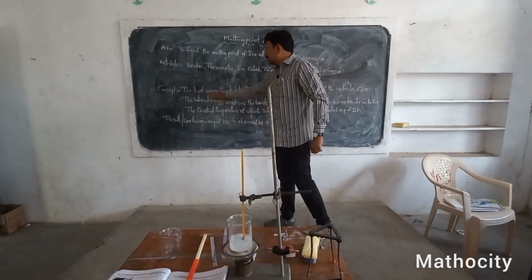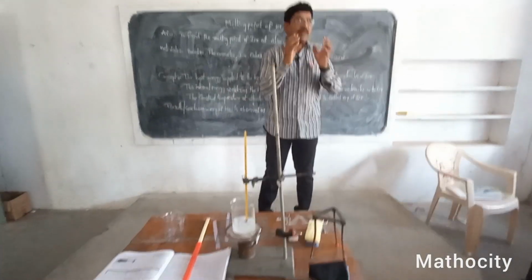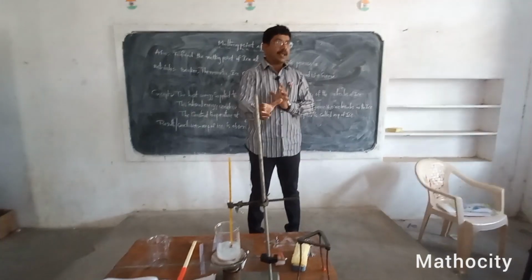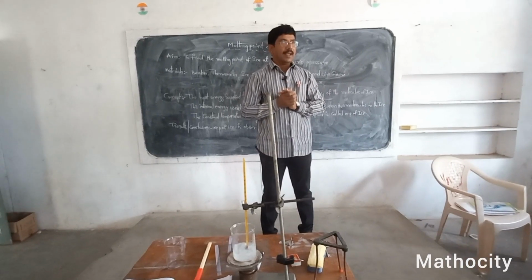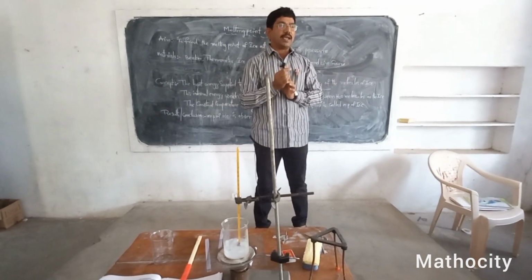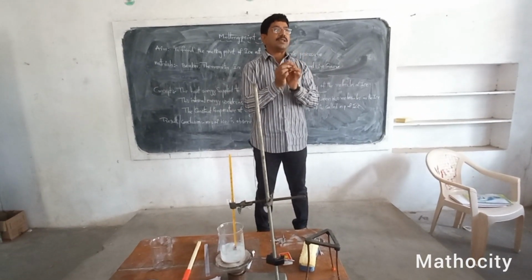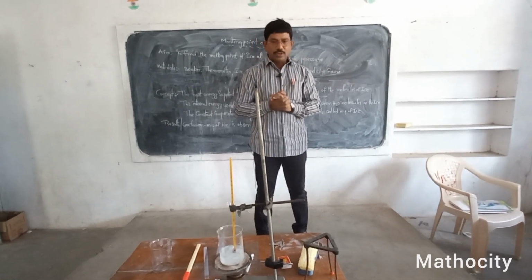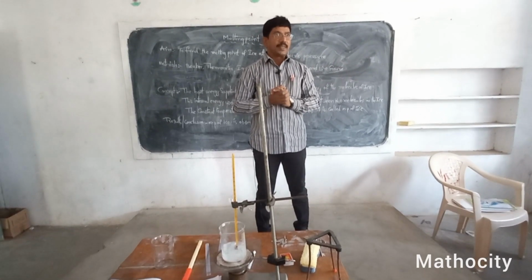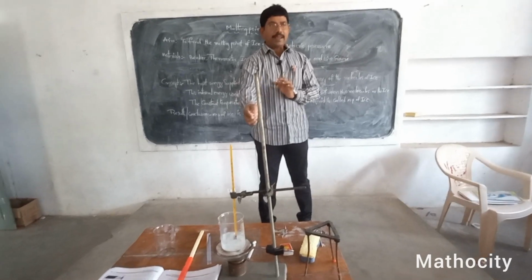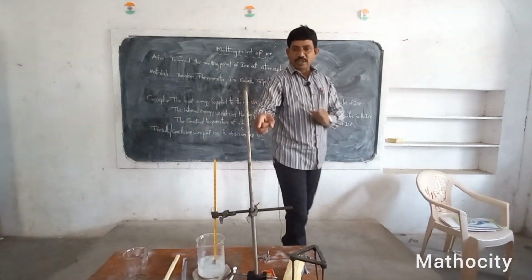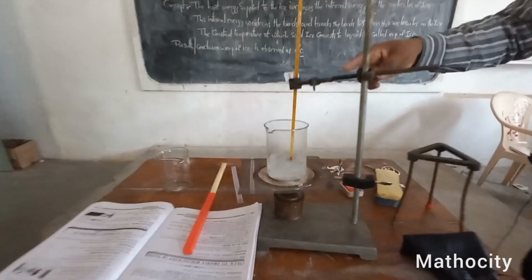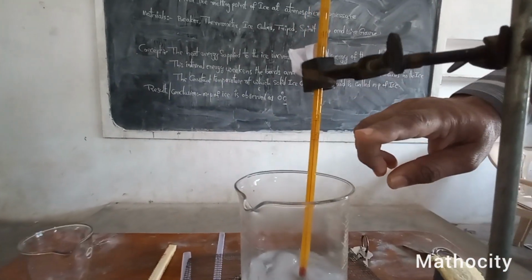Next, what is the procedure? First, I have taken a few ice cubes in the glass beaker and kept the thermometer inside it. The precaution I have taken is that the bulb of the thermometer must always be in contact with the ice cubes. Next, I lit the spirit lamp and I am supplying heat energy to the ice cubes. Observe what change is taking place in the temperature. The temperature slowly rises.